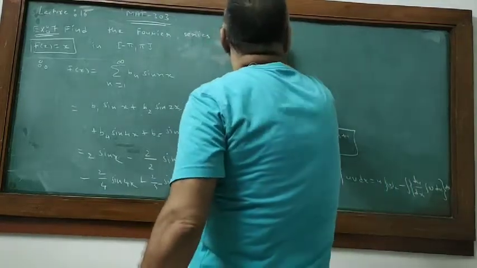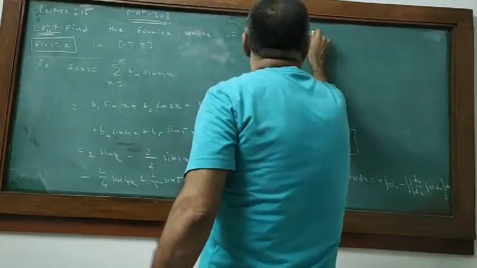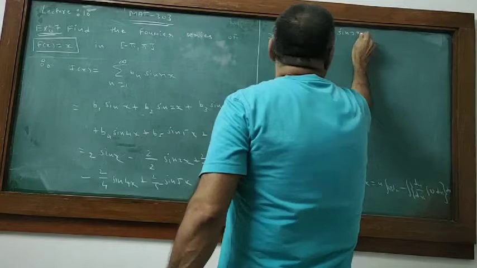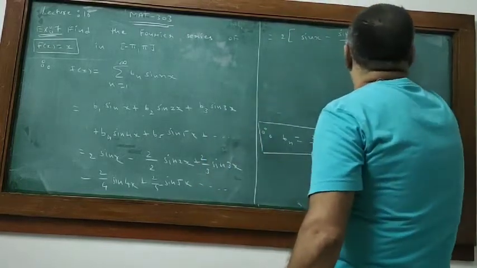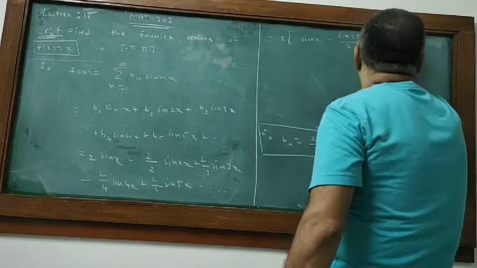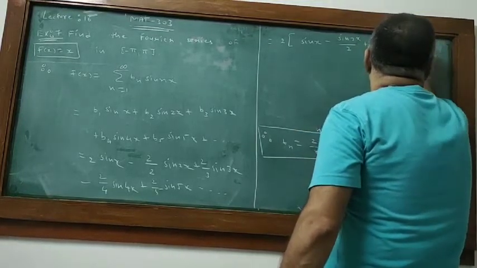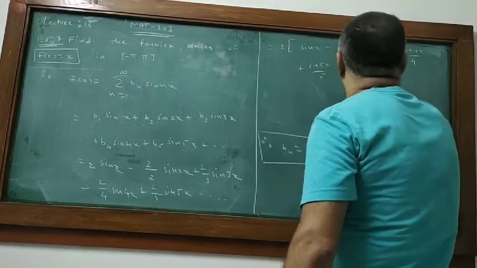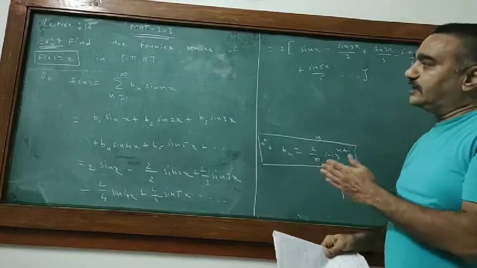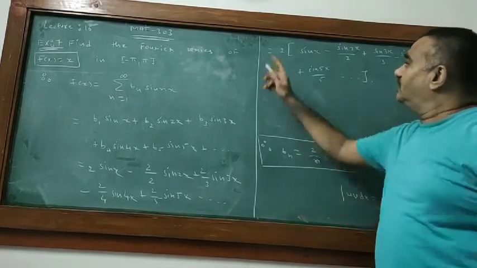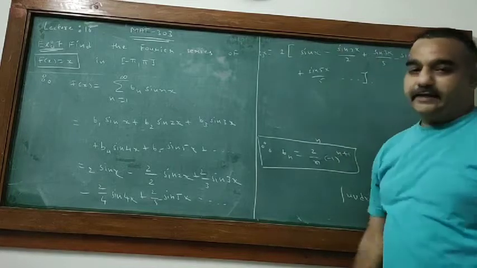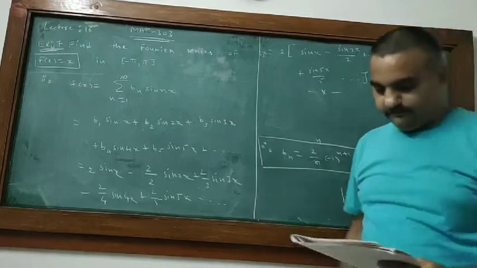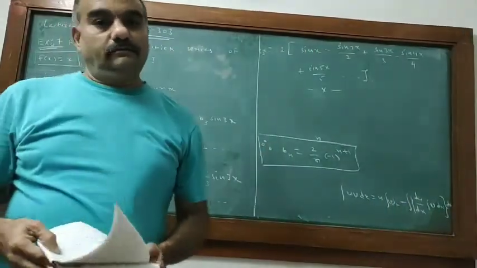This is if we take 2 in common: sin x minus sin 2x upon 2 plus sin 3x upon 3 minus sin 4x upon 4 plus sin 5x upon 5 and other terms. This is the Fourier series expansion of x. Clear?